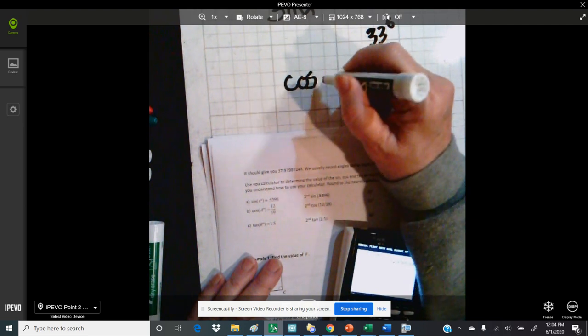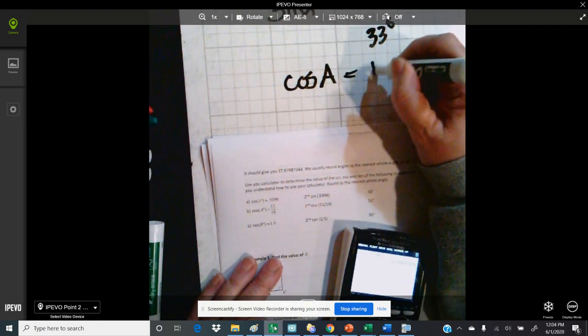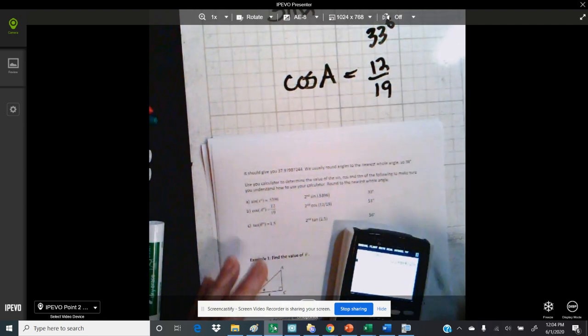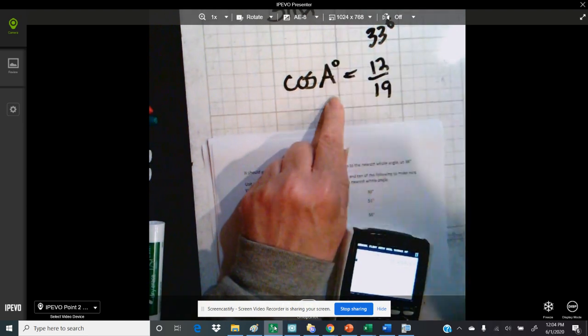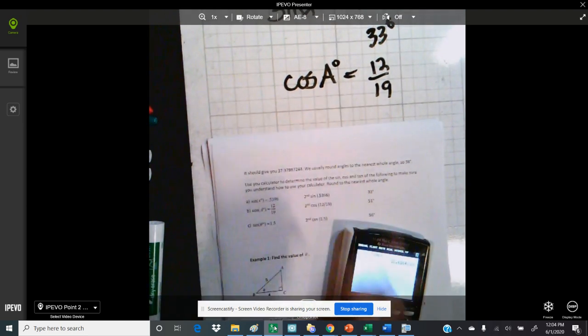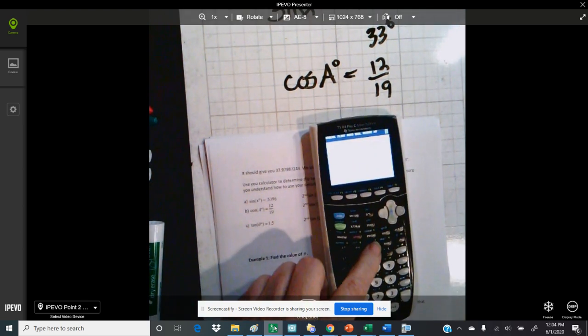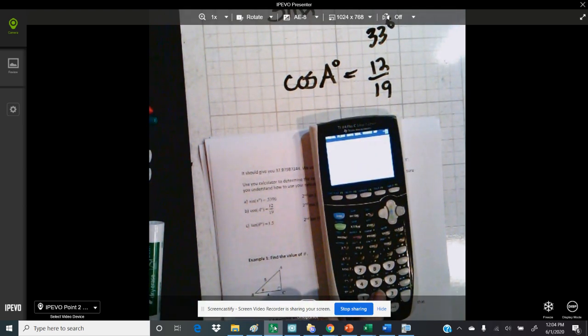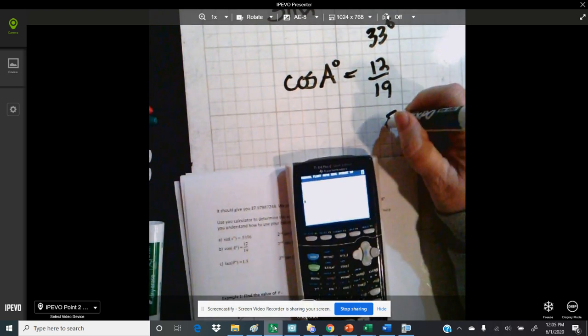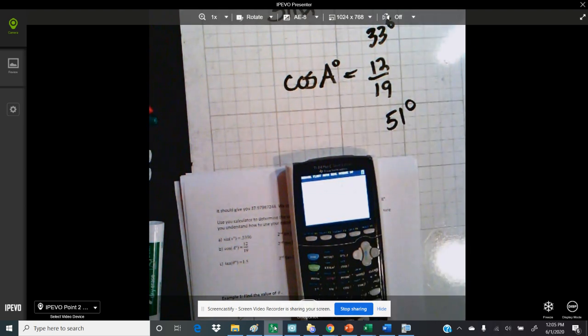If it's a fraction, if they say the cosine of A is 12/19, again, A is an angle, so you want to use the second button. You're going to say second cosine and type in that fraction, 12 divided by 19, and hit enter, and it'll be 51 degrees. It's 50.8, but we'll round that to 51 degrees.